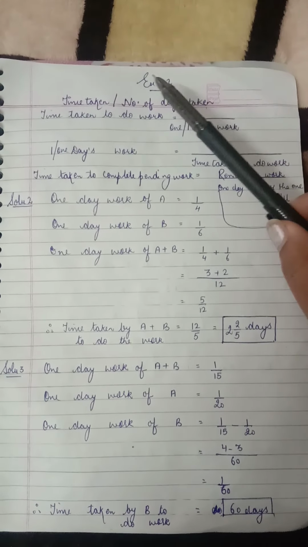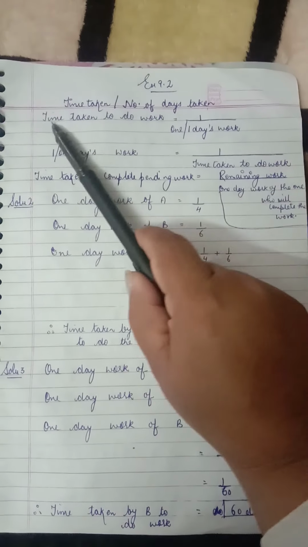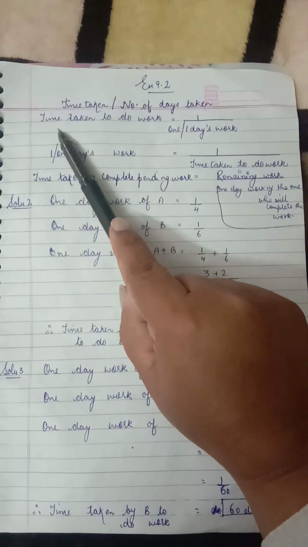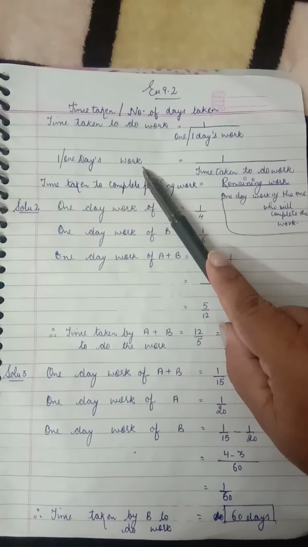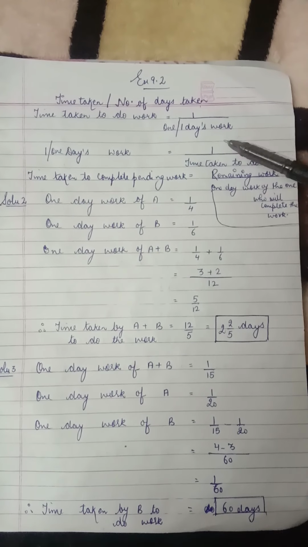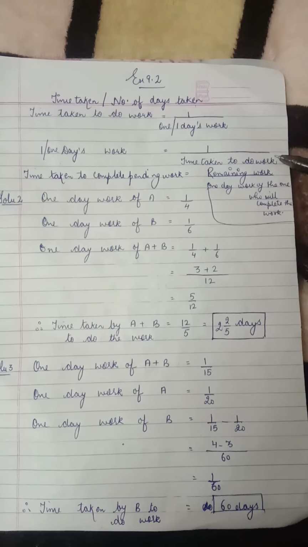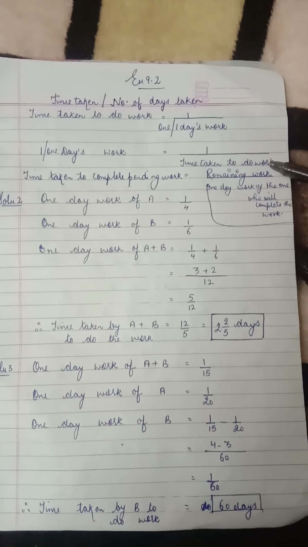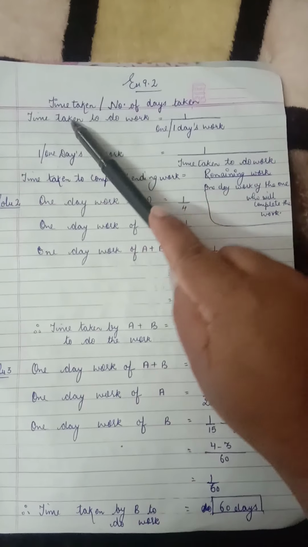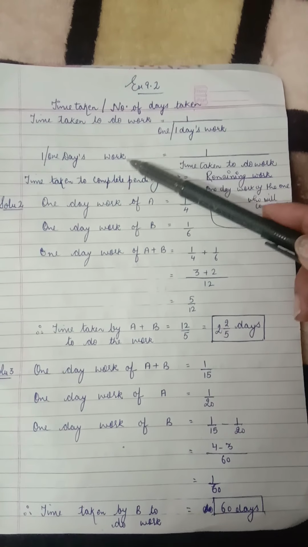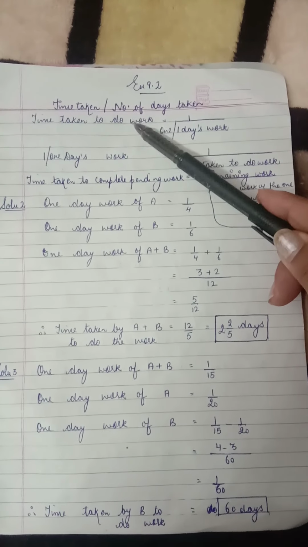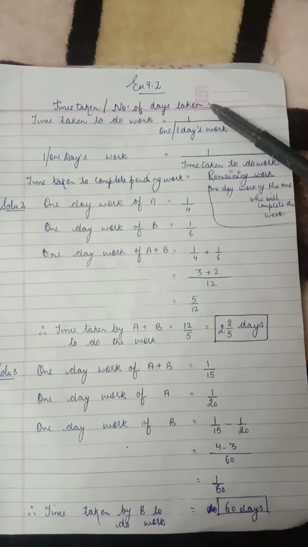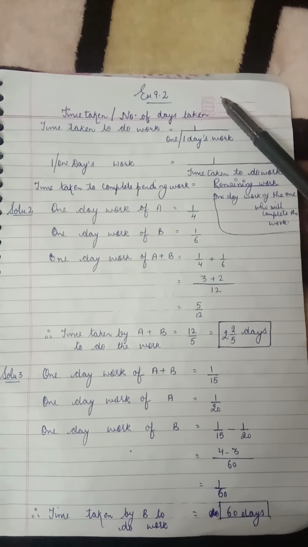First thing is you have to keep in your mind that to find one day work of any person, you have to use the formula 1 upon the time taken to do the work. And time taken to do this is just the reciprocal of it. Time taken to do the work is 1 upon 1 day's work of the person, right? Time taken is nothing else but number of days taken for doing the work.